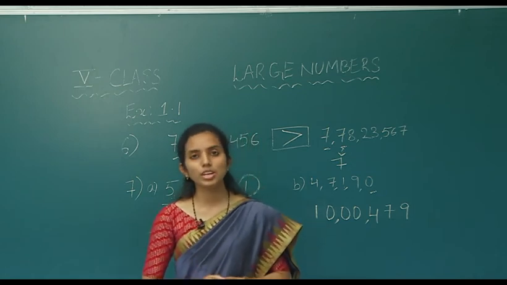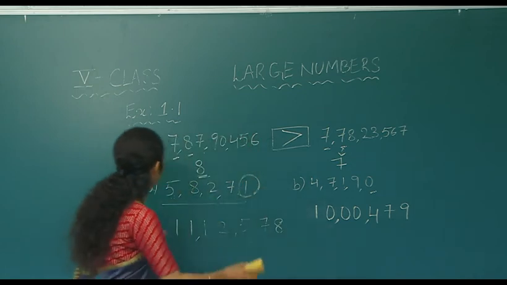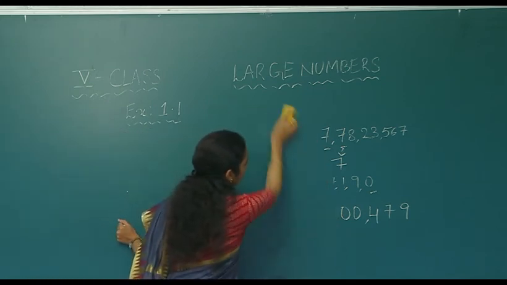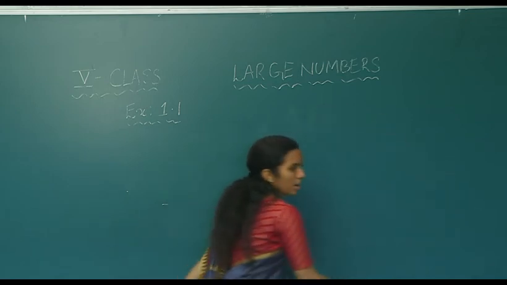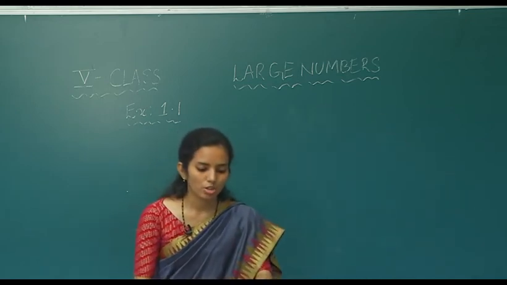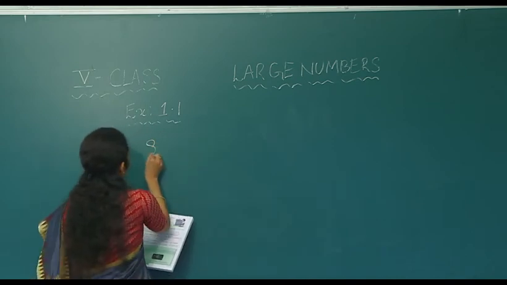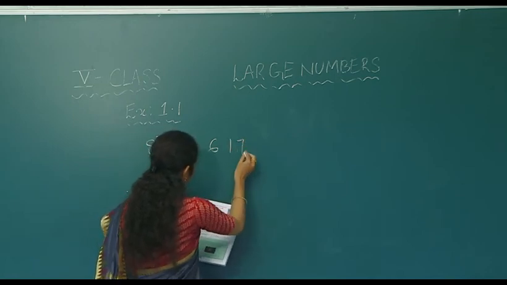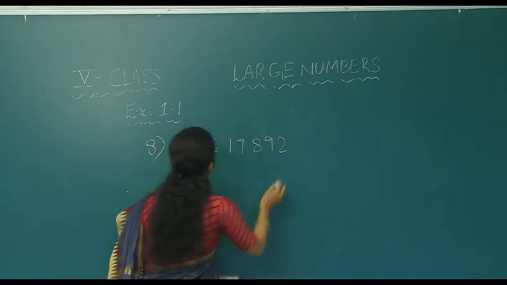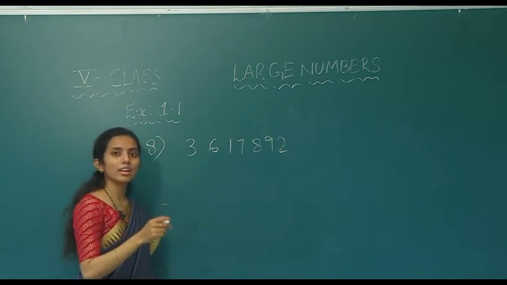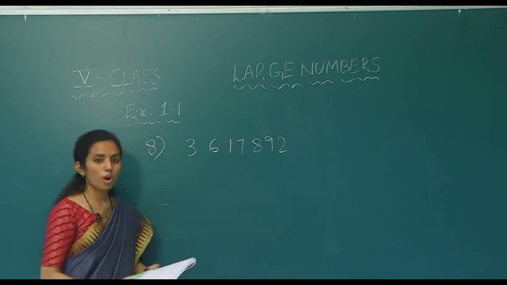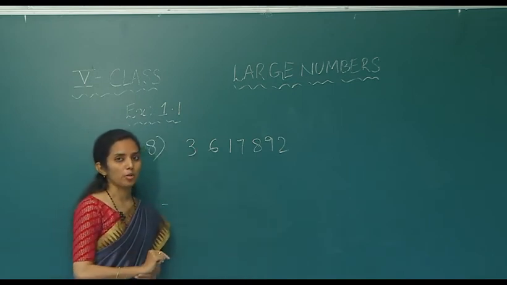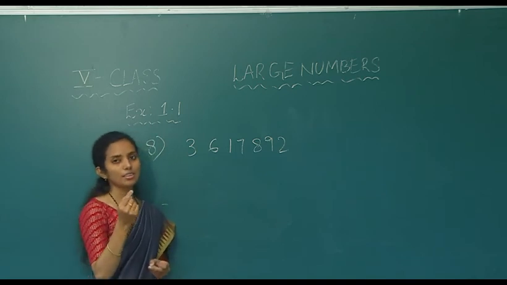So, if it is confusing, I will do an example for you. This is the 8th question we are doing in the exercise, to form the biggest and smallest numbers with the given digits. So, what are the given digits here? 8th question: 3, 6, 1, 7, 8, 9, 2. So, these are the given digits with us. What is he asking? He is asking to find out the possible 8-digit number, smallest and biggest.